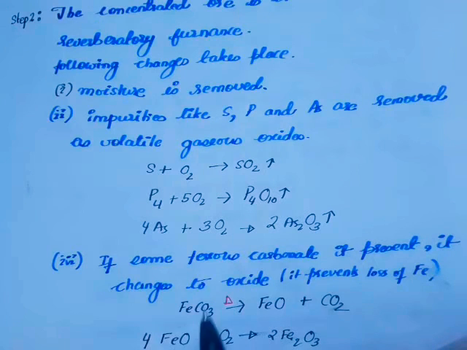Now if some iron carbonate is present, that will get converted to iron oxide, and this will further oxidize to give ferric oxide, which we can use for further extraction of iron. This process will help to prevent loss of iron during the melting process.